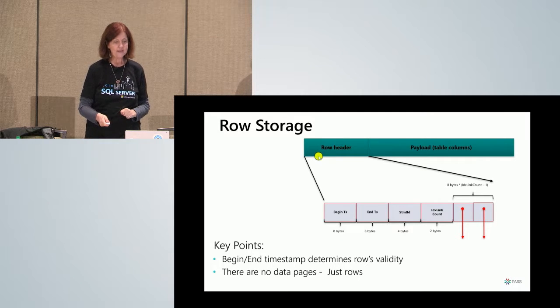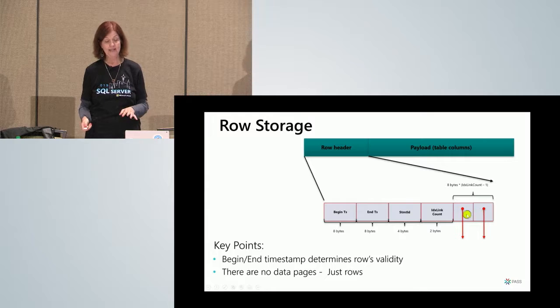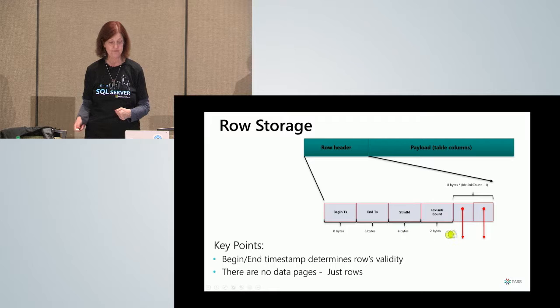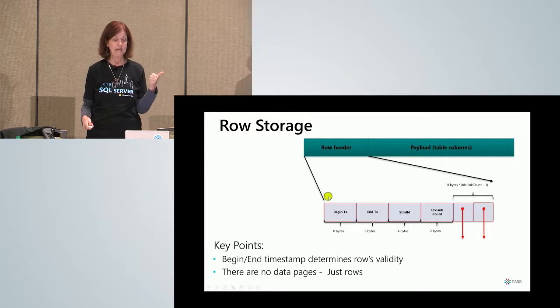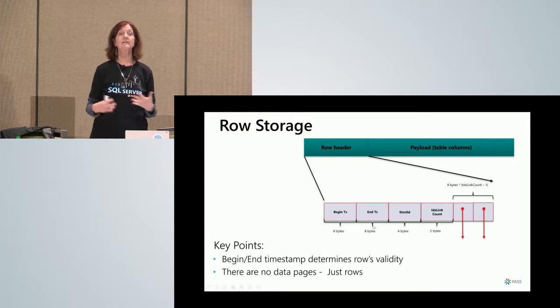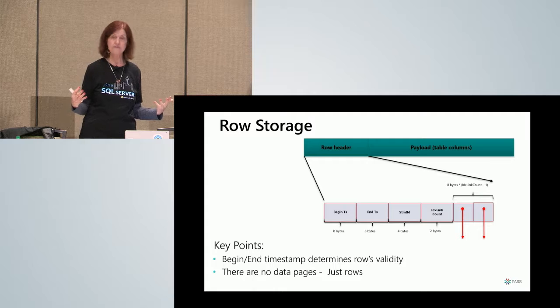All right, so there's the row header here, which I'm elaborating on, and I know you probably can't see the small font. And the payload is the actual data. So this is my row. This is my data here, but the beginning part of every row has some overhead information shown down here. Every row has a beginning timestamp and an end timestamp to specify the validity, the life cycle of this row.